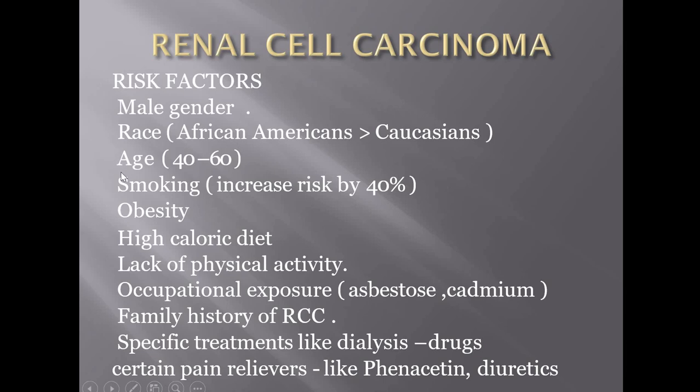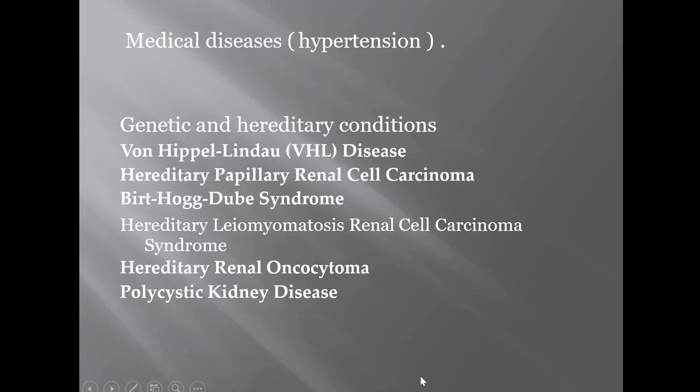Age between 40 to 60, smoking, obesity, high calorie diet, lack of physical activity, occupational exposure, especially to asbestos and cadmium, and if there's a family history of RCC or following treatments like dialysis. Patients who are on chronic dialysis for chronic kidney disease are more prone to renal cell carcinoma, as are people taking certain drugs like diuretics and phenacetin.